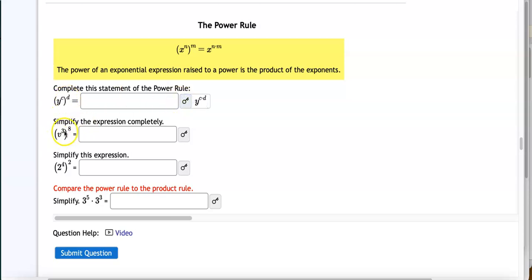Here we have v cubed raised to the 8th power, so 3 times 8 is 24, and you have v to the 24th. Here, 4 times 2 is 8, so we have 2 to the 8th power. And again, this is different than the product rule. With the product rule, you're going to add the exponents because you have 2 separate bases that you are multiplying together. So then you'd have 3 to the 8th power, which is 6,561.